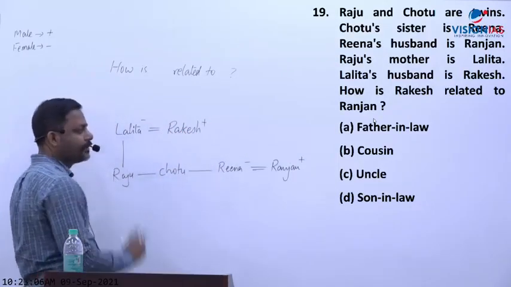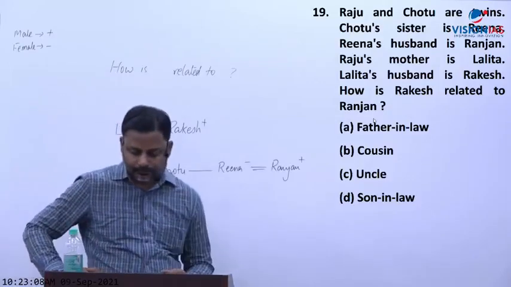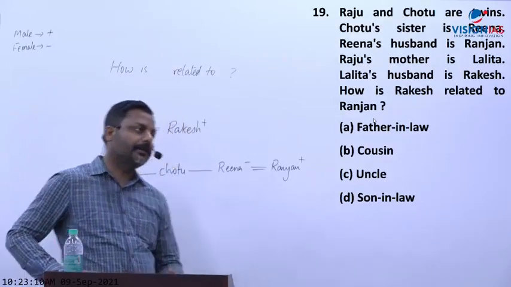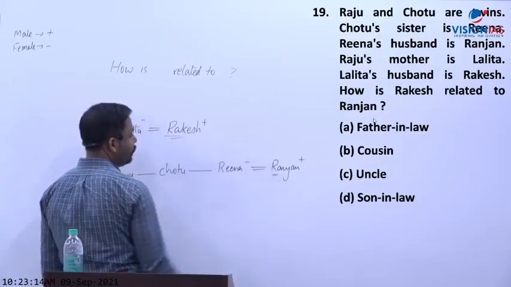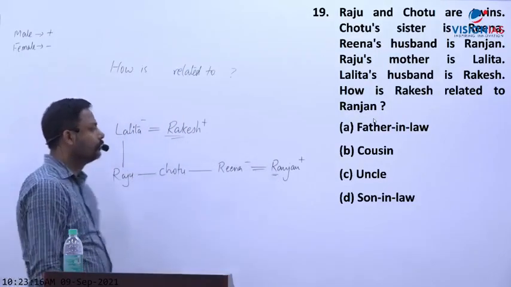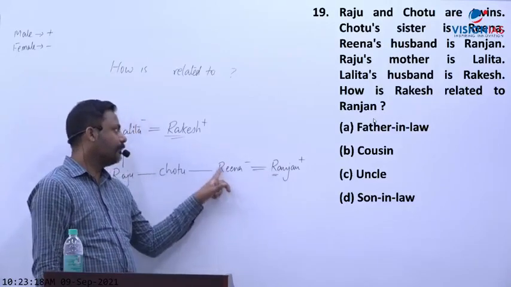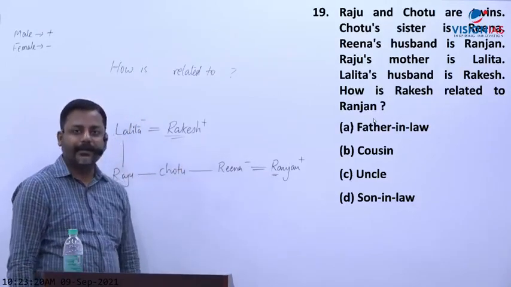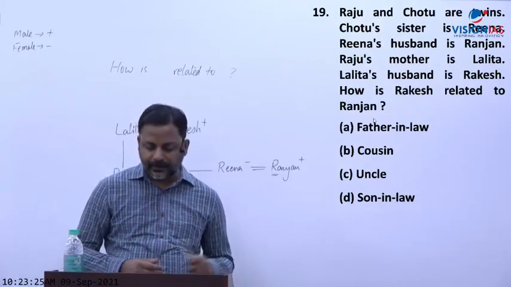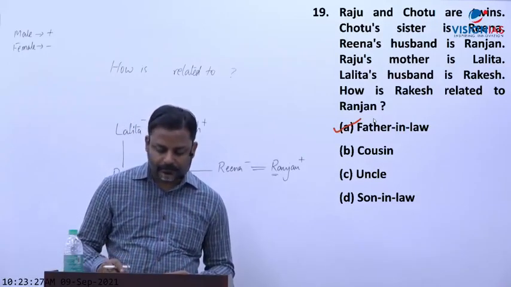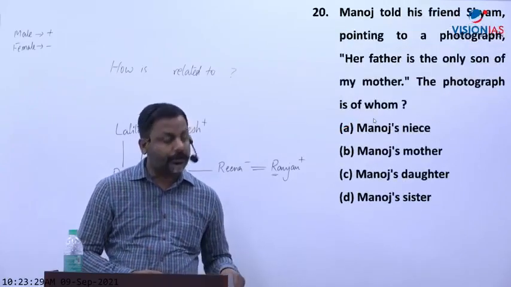So Rakesh is husband of Lalita. Then how is Rakesh related to Ranjan? Ranjan's wife's father is Rakesh, and wife's father is father-in-law. So the answer is father-in-law. Question number 20.